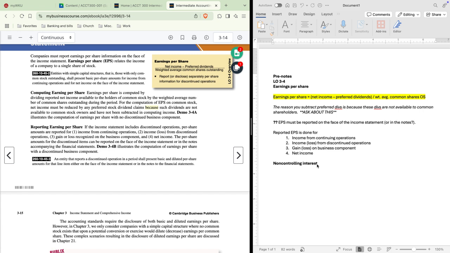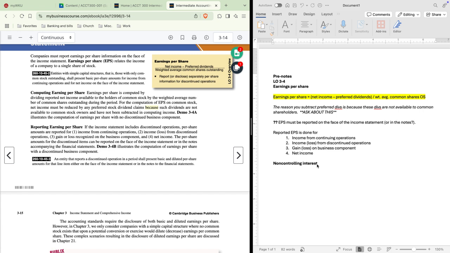Instead of having a blank sheet of paper open with my pencil, and I've never engaged with this material at all, and the professor is going 100 miles an hour, and I'm just trying to copy down everything he says, and he's using words that I've never seen before, like preferred dividends and continuing operations and discontinued operations and business components and weighted average. And I'm like, I don't even know what this stuff means. And I'm sitting here trying to write it down. That's really difficult. But if I come with my pre-notes to class, I've already engaged with some of these terms.